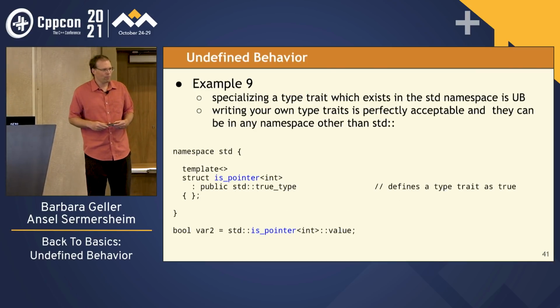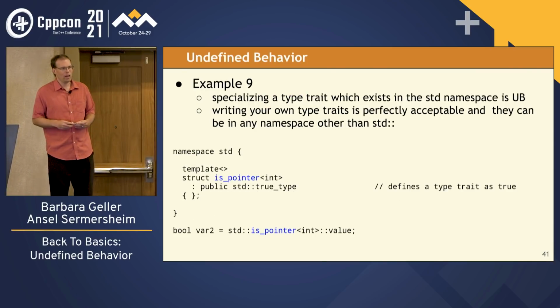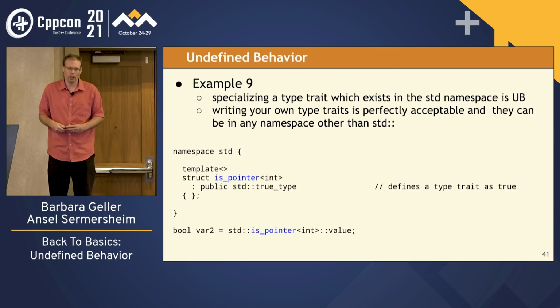Here's a fun one. Specializing a type trait, which exists in the STD namespace, is UB. So you can write your own type traits. That's fine. You can name them new things. Type traits is a perfectly reasonable tool to use when writing your code. But in this case, we've decided to specialize the standard type trait called isPointer. We've said, from now on, we're going to say that ints are pointers when you ask the type trait system.